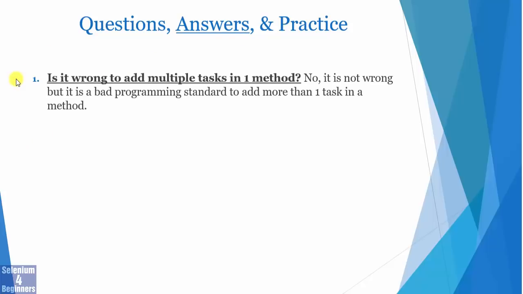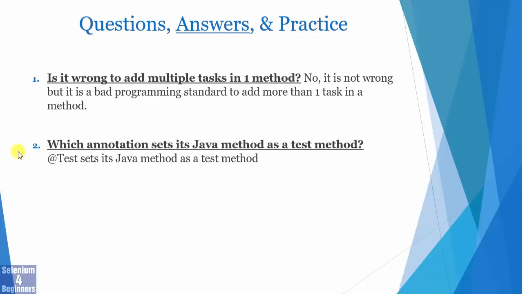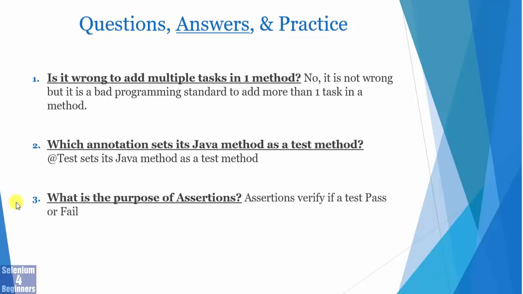Is it wrong to add multiple tasks in one method? No, it is not wrong, but it is a bad programming standard to add more than one task in a method. Which annotation sets its Java method as a test method? @Test sets its Java method as a test method. What is the purpose of assertions? Assertions verify if a test passed or failed.